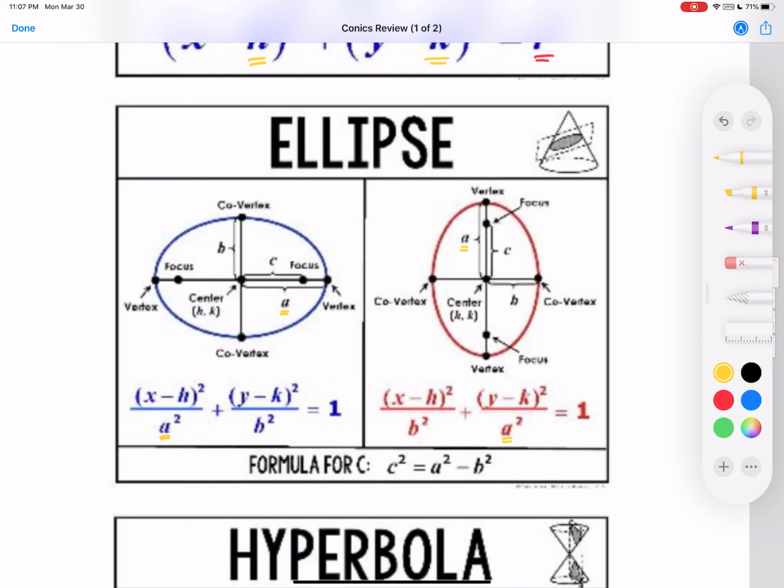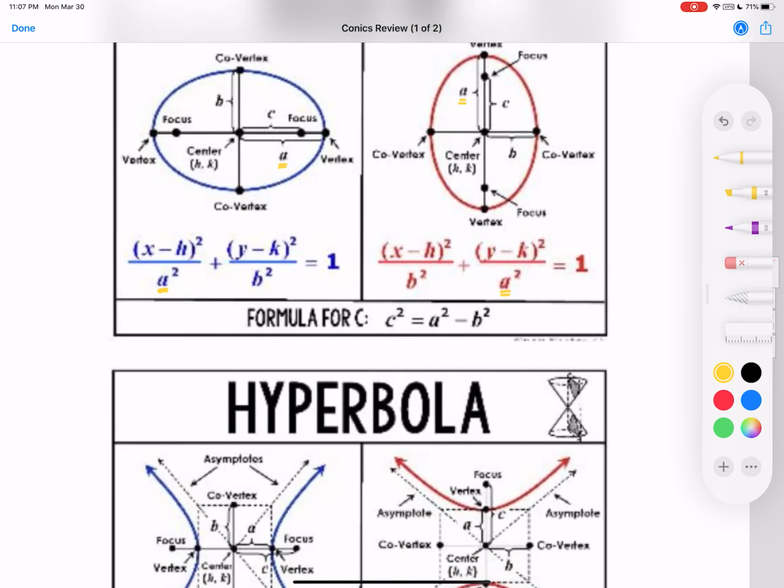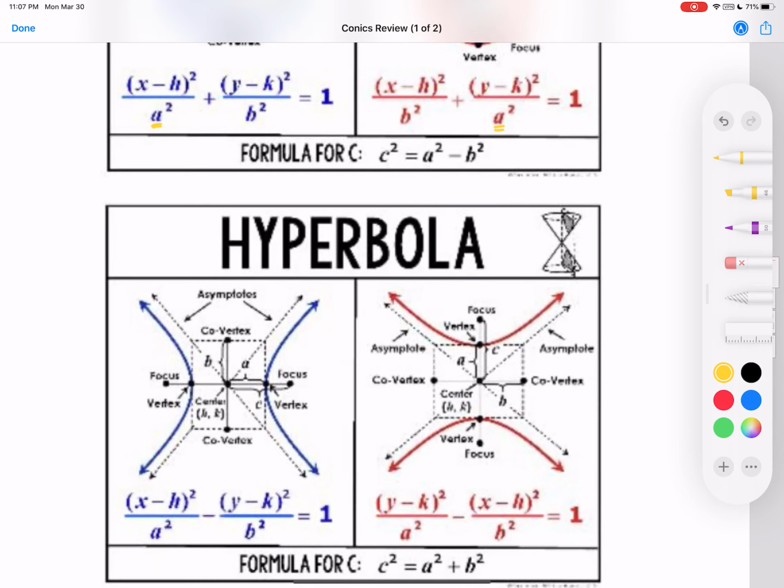Whereas in a hyperbola, the equation looks very similar to an ellipse. If you compare the two, they look almost exactly the same. They have that (x - h)^2, the (y - k)^2. They have the a squared and the b squared underneath. They're both equal to 1. However, the biggest difference here is that instead of a plus sign, we have a minus sign.